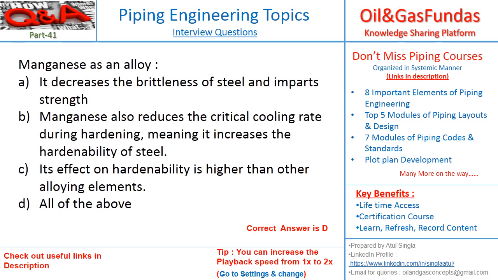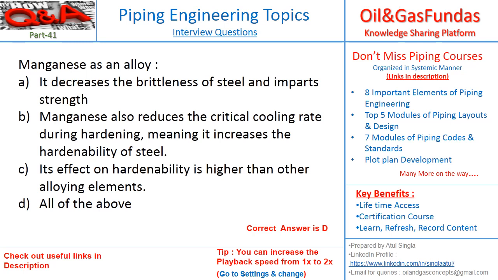So we are talking about the impact of the alloying element manganese. This is a very commonly used alloying element, so we need to understand its effect on steel. Number one, it decreases the brittleness of steel and imparts strength. As we know, with an increase in carbon after a certain point, the brittleness of steel starts increasing. At that point, manganese helps in decreasing the brittleness so that we can add more carbon and the additional chemical or mechanical properties of carbon can be used. So that way it imparts strength to the steel material.